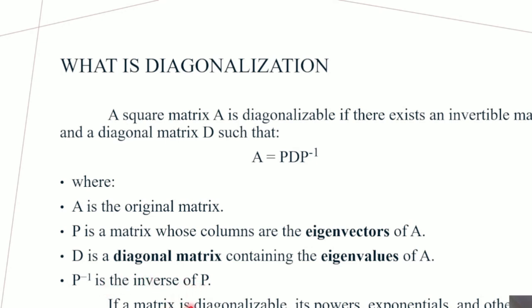If a matrix is diagonalizable, its power, exponential, and other functions become much easier to compute. This sentence means that if the matrix A is diagonalizable, its power, exponential, and other functions become much easier to compute.